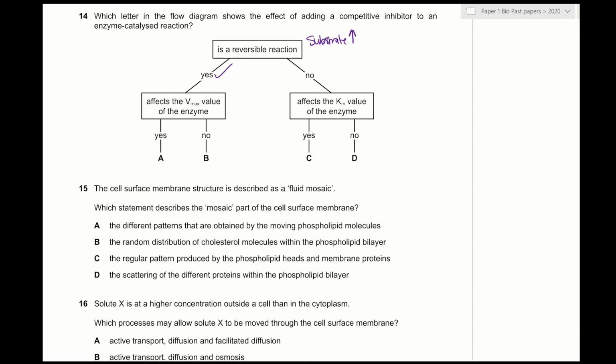Now, it affects the Vmax value of the enzyme. As we all know, because it is a reversible reaction, the Vmax will not be altered as long as we increase the substrate concentration. B is going to be the correct answer. No, it does not affect the Vmax, contrasting a non-competitive inhibitor which actually does alter the Vmax.